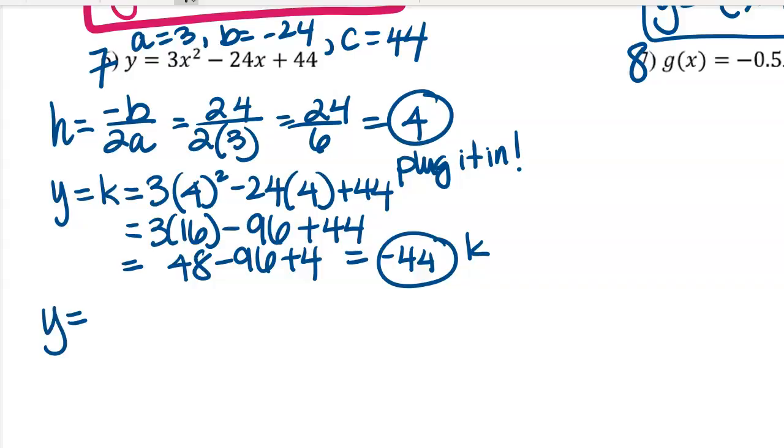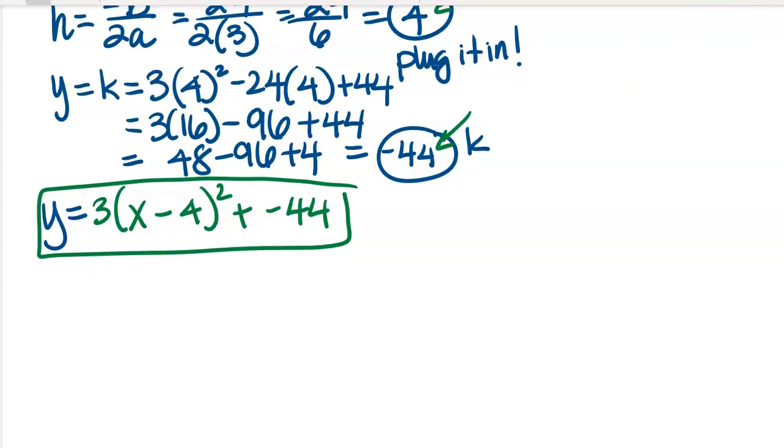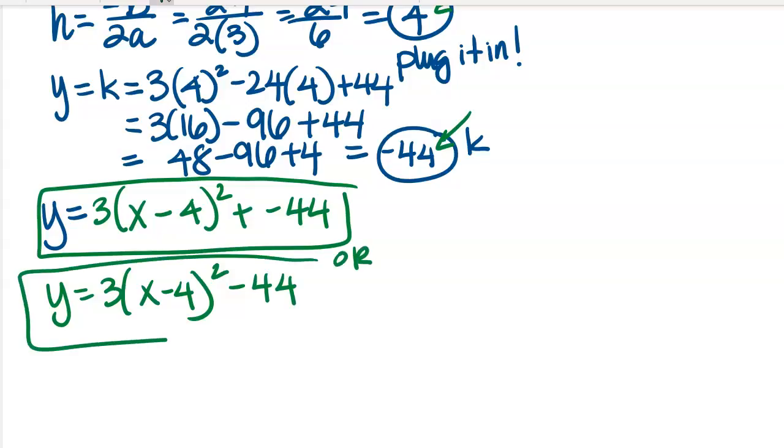So let's plug it in. Y equals a times, so a in this case, students, is now a 3. So we have 3 times x minus h, which is 4, quantity squared plus k. K is going to be negative 44. We can leave this like this. If you don't like that plus and a minus, then we can rewrite it just like this, minus 44. So this or that is perfectly a-okay.